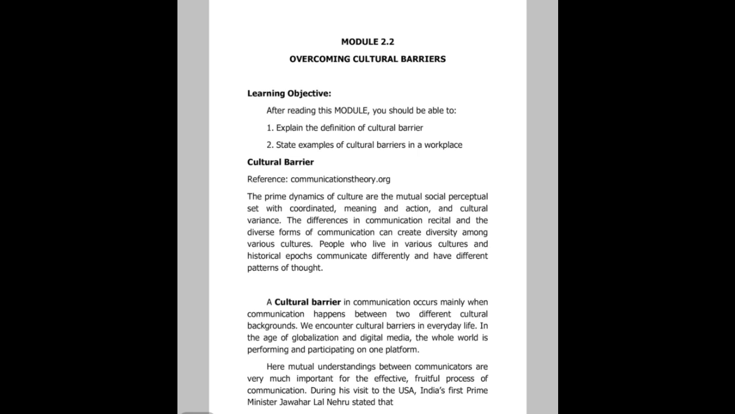So according here, the prime dynamics of a culture are the mutual social perceptual set with coordinated meaning and action and cultural variance. The differences in communication recital and the diverse forms of communication can create diversity among various cultures. People who live in various cultures and historical epoch communicate differently and have different patterns of thoughts. So when we say epoch, this is what we call era.